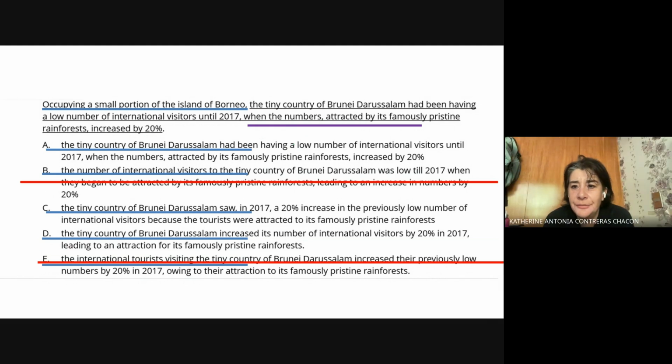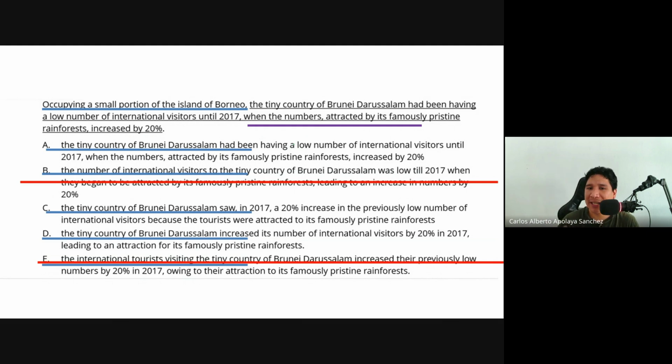The visitors. This is why this is not correct. When the numbers attracted, no, incorrect, because the numbers were not attracted. Who were attracted? The visitors. Again here, the answer is letter C. The tiny country of Brunei in 2017, a 20% increase in the previous low number of international visitors. That is the answer.